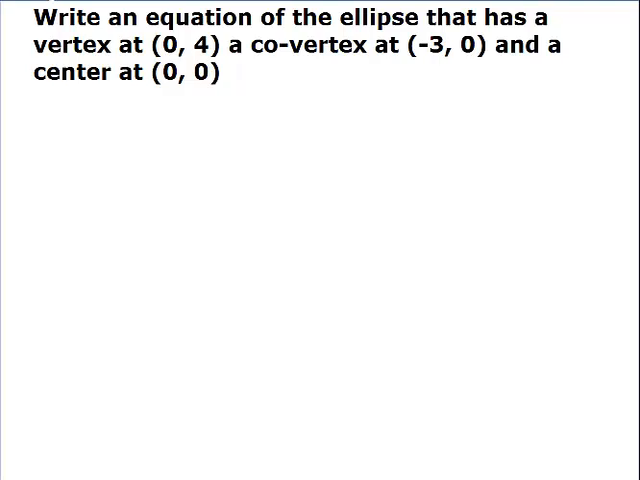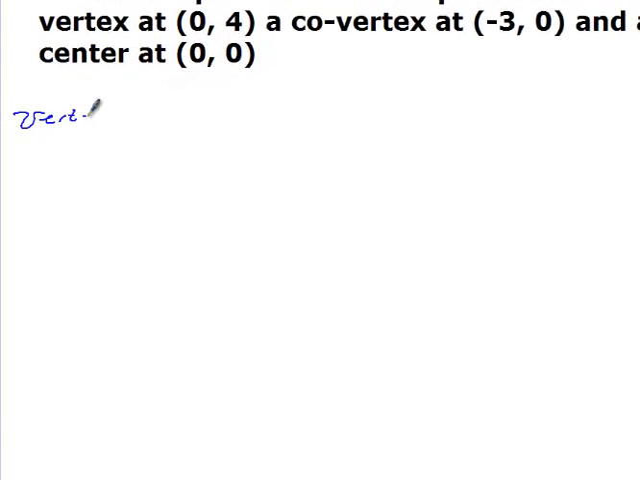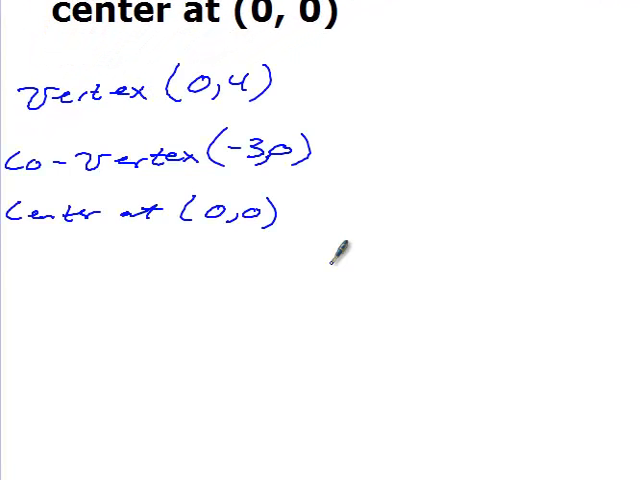Write an equation of the ellipse that has a vertex at (0, 4), a co-vertex at (-3, 0), and a center at (0, 0). So let me transfer everything over here. All right, so first things first. The reason why they give you the center is because we only use these formulas when our graph is centered at (0, 0). So if our center is somewhere other than (0, 0), then these formulas don't hold up.